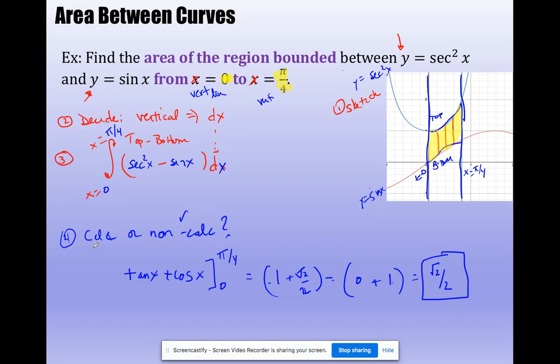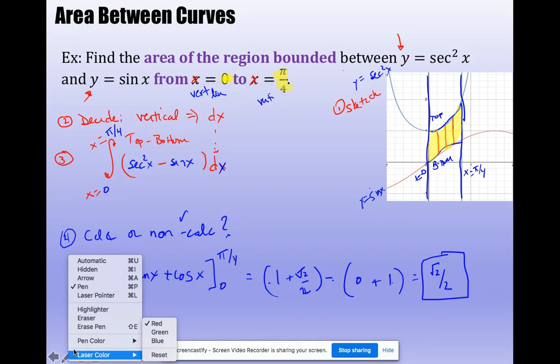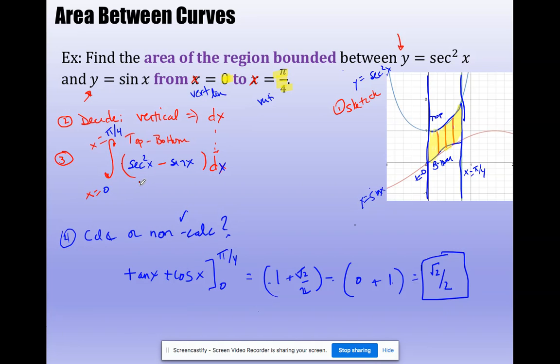If I had a calculator, remember, you don't have a secant button on your calculator. So you have to do 1 over tangent all squared minus. So this is why, if I did have a calculator, I would put 1 divided by tangent x squared into y1 and sine x into y2. Make sure you're in radians. And then I would use math 9, y1 minus y2 from 0 to pi over 4. And you'll get 0.707, which is root 2 over 2.